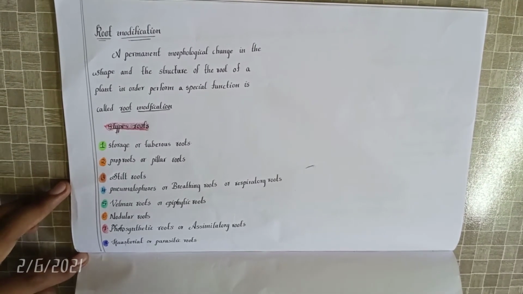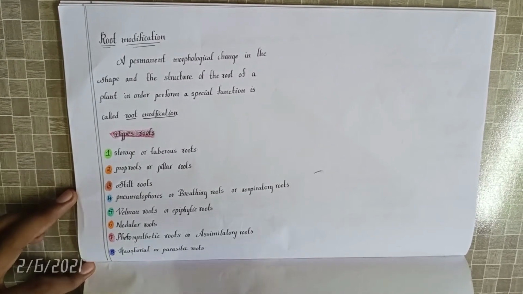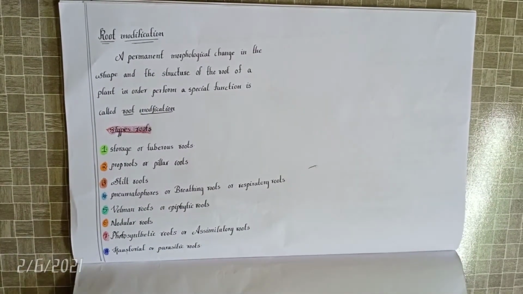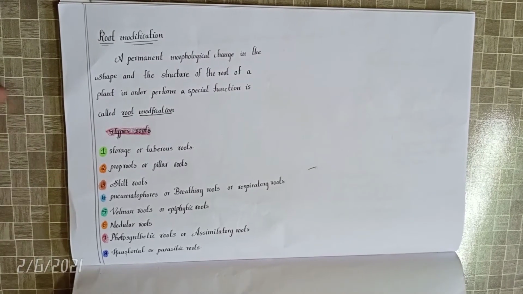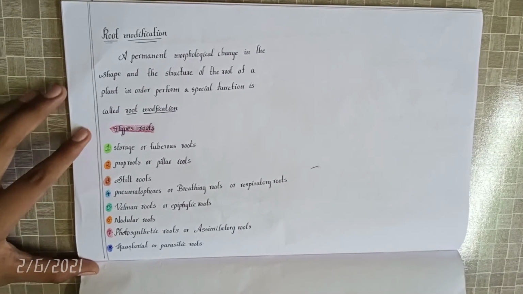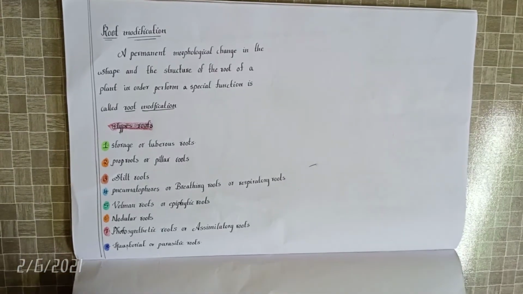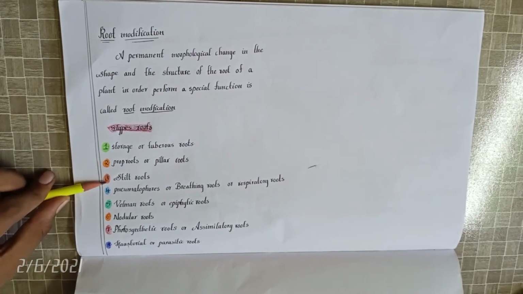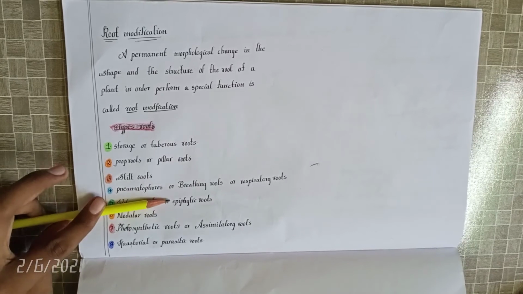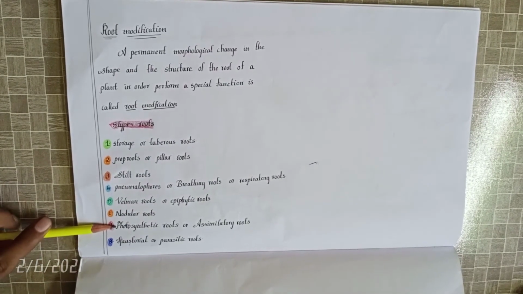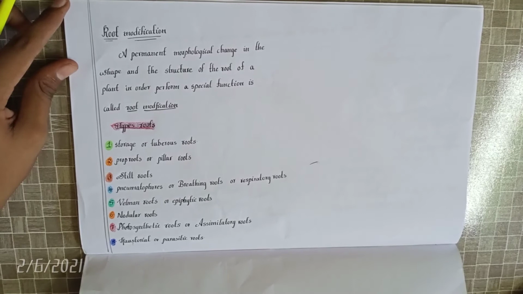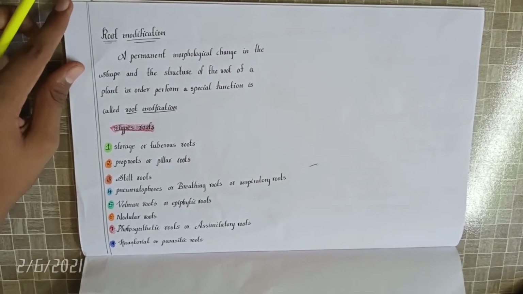Any permanent change in the shape or structure of the root of a plant in order to perform some special functions is called root modification. Root modification has eight types, namely storage roots, prop roots, stilt roots, pneumatophores or breathing roots or respiratory roots, velamen roots or epiphytic roots, nodular roots, photosynthetic roots or assimilatory roots, and haustorial roots or parasitic roots. Now, step by step, we will discuss each type of root.